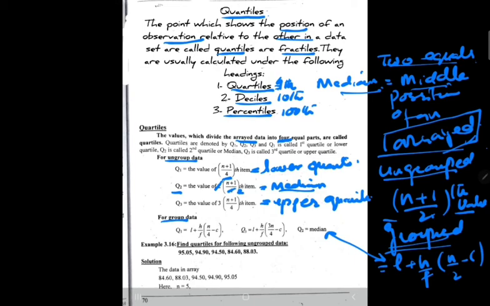We have some other examples here. This is ungrouped data, and first we array the data. When we arrange this data, we find the position of the quartiles. Here they are asking for the quartiles, so we solve it for Q1, Q2 and Q3.